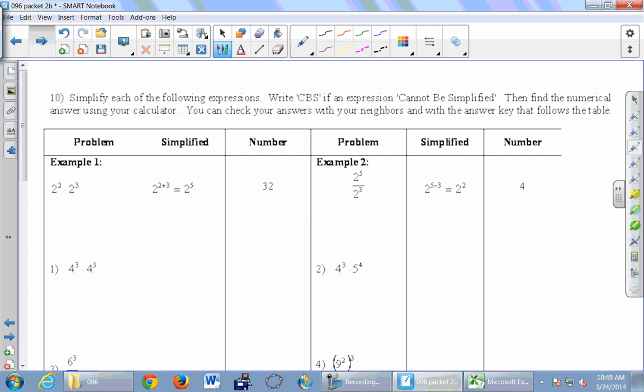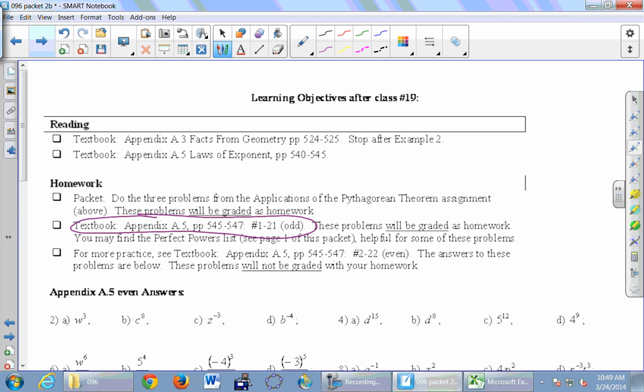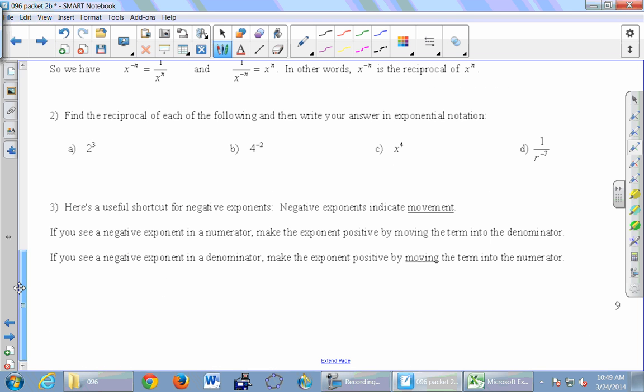And if we jump ahead to page, I think it's 9, right here. At the bottom of page 9, there's just kind of another way of thinking about negative exponents. Let's go to Dan. Dan, can you read number 3, please?